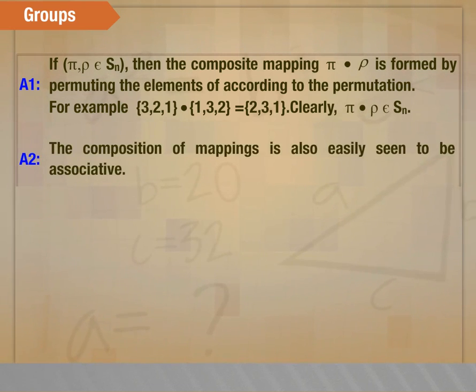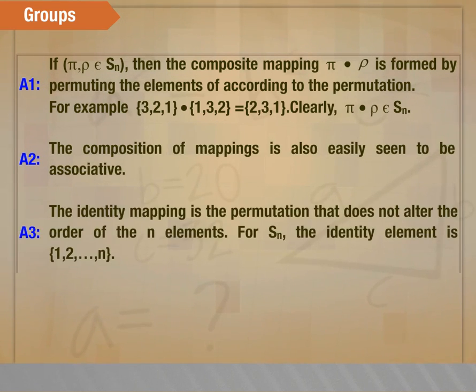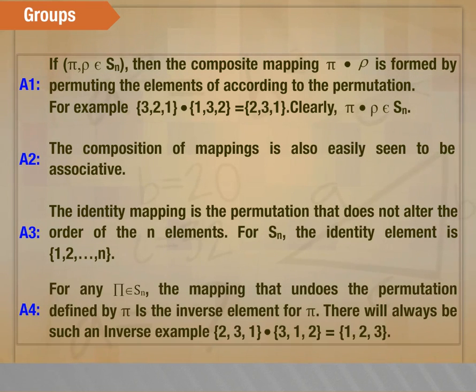A2. The composition of mappings is also easily seen to be associative. A3. The identity mapping is a permutation that does not alter the order of the n elements. For S_n, the identity element is {1, 2, and so on up to n}. A4. For any π belonging to S_n, the mapping that undoes the permutation defined by π is the inverse element for π. There will always be such an inverse. For example, {2,3,1} · {3,1,2} is equal to {1,2,3}.